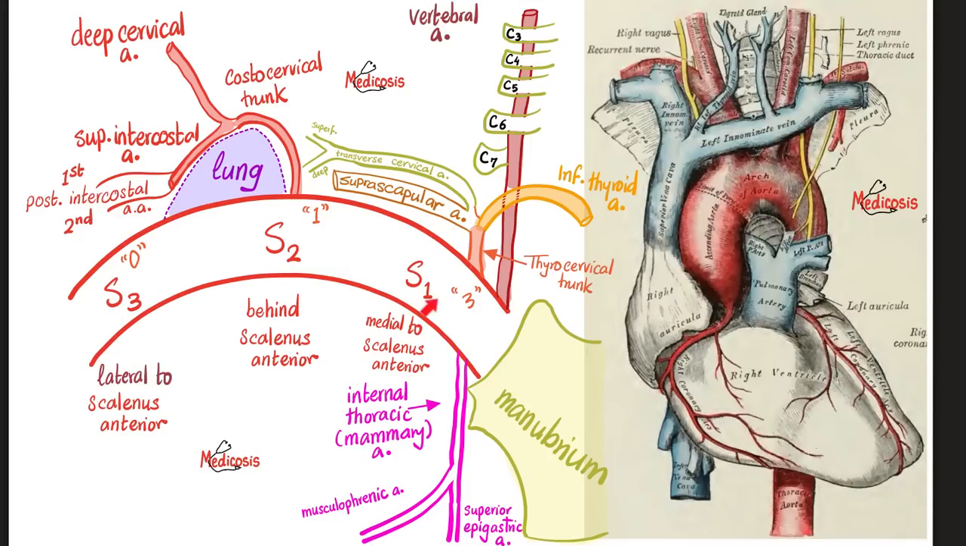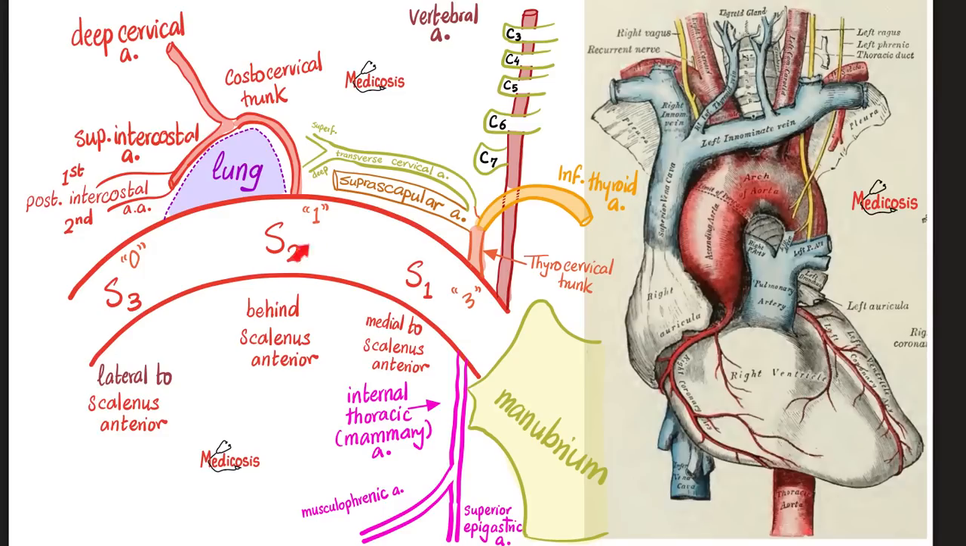The third branch of the first part of subclavian is the thyrocervical trunk, which is a very short trunk, which will immediately end by giving us 3 terminal branches. Inferior thyroid artery for the thyroid and the larynx, suprascapular artery above your scapula, and transverse cervical artery, which will divide into superficial and deep branches.